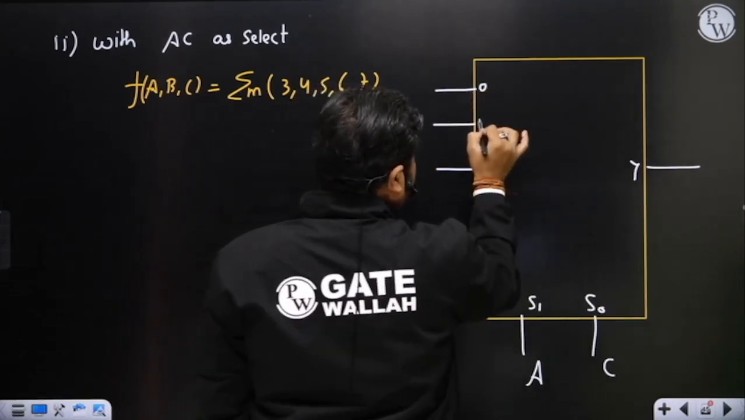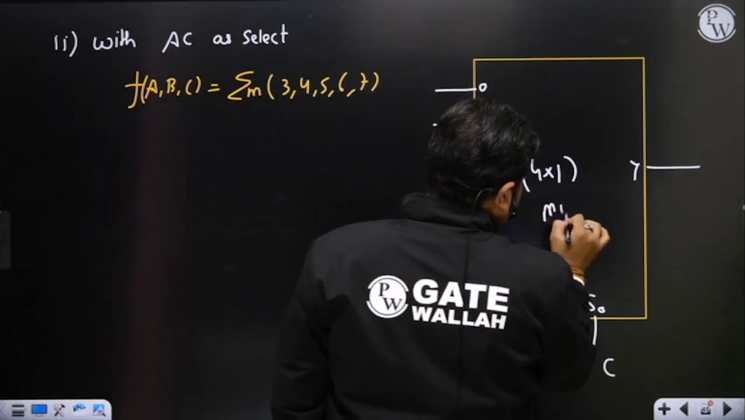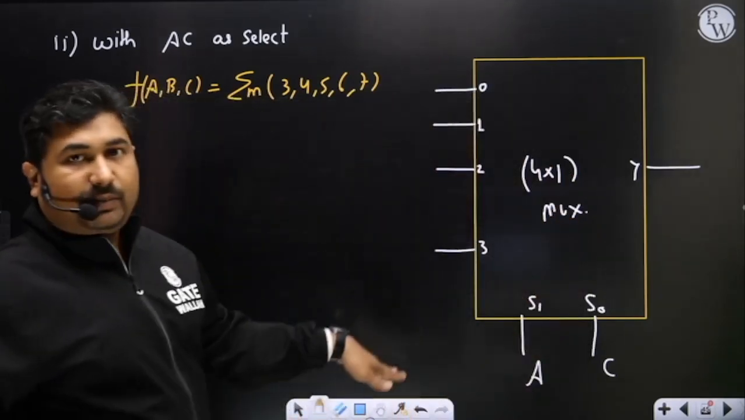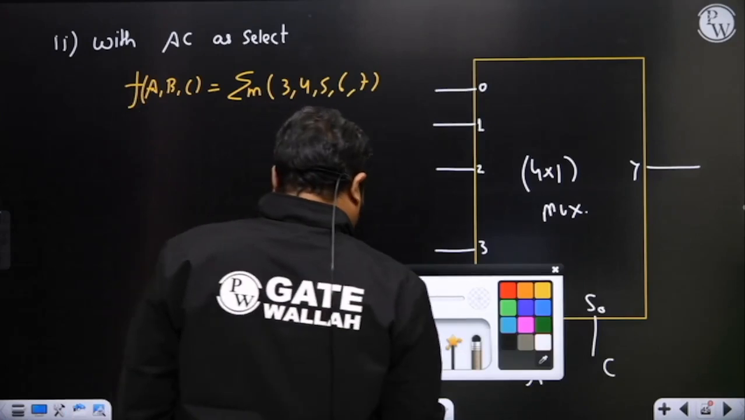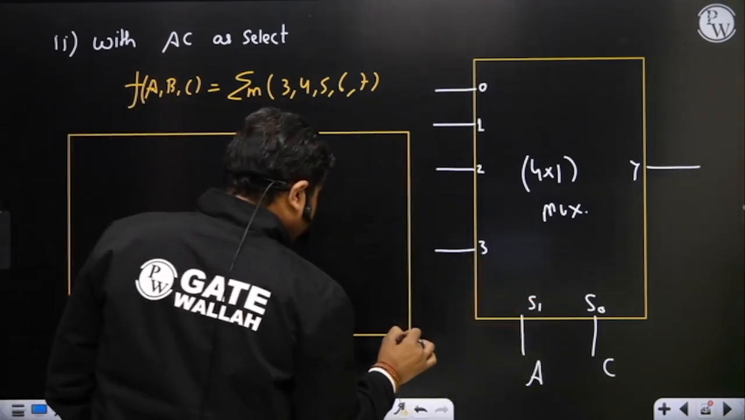Input lines are 0, 1, 2, 3. Is it okay? This is your 4 cross 1 mux. Now, what I can apply at the input: B and B bar. So, list the input of mux in two different rows.